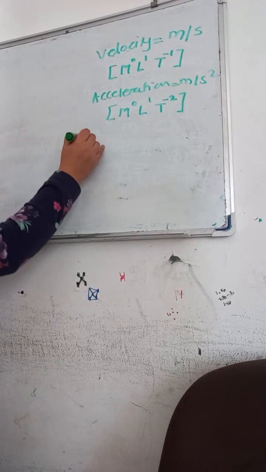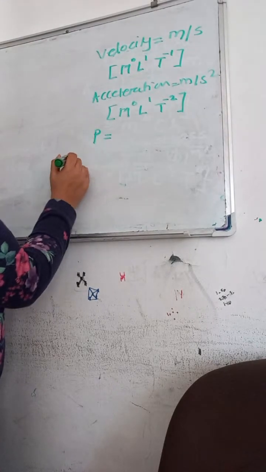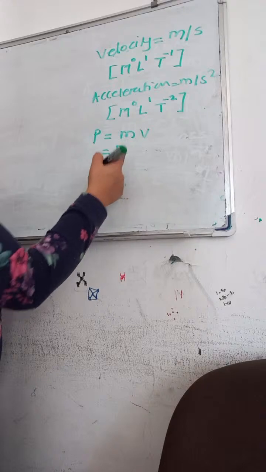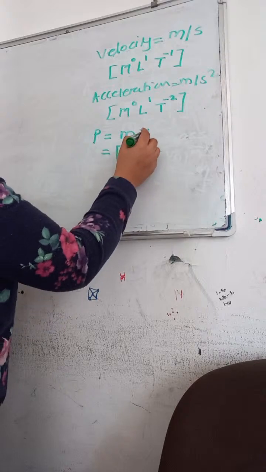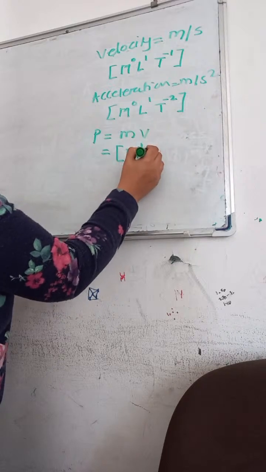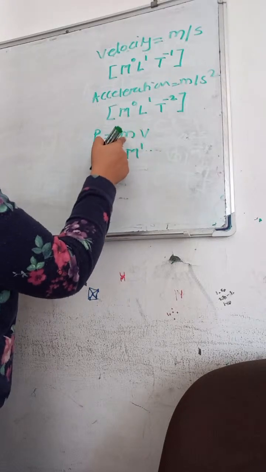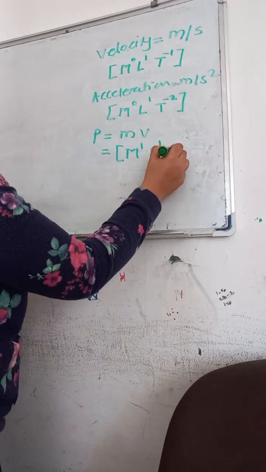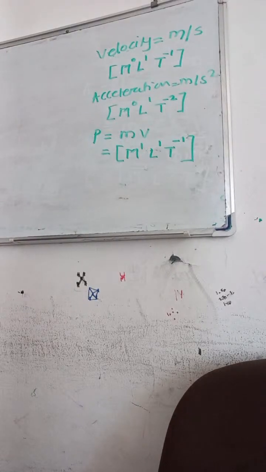Okay, then we can find out the momentum also. Momentum we represent in terms of P. P is nothing but mass into velocity. Velocity is meter per second, and just now I showed you the dimensions for it. Mass is present, so I wrote M raised to 1. Velocity is L raised to 1 and T raised to minus 1. So these are the dimensions for momentum.